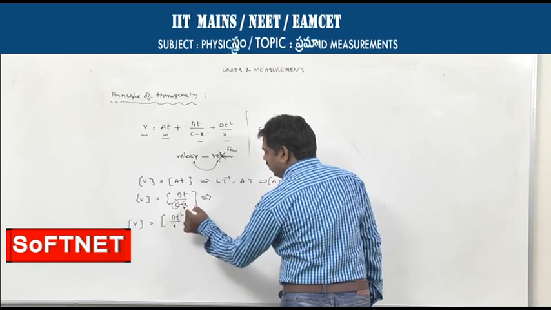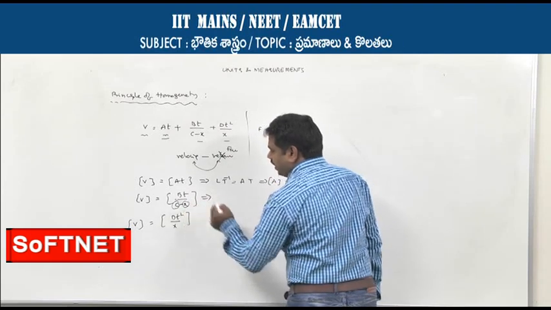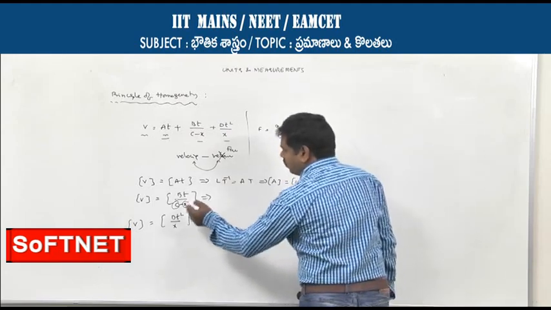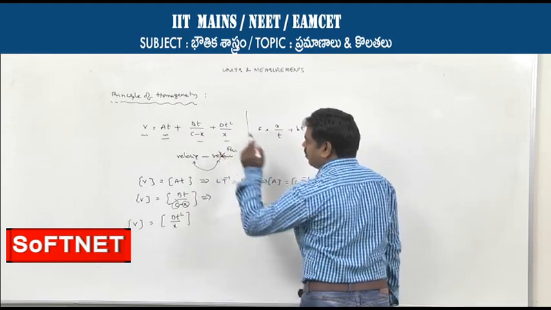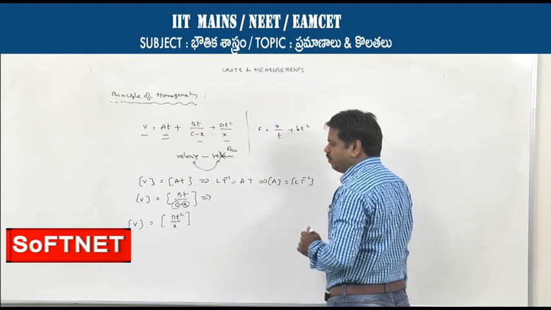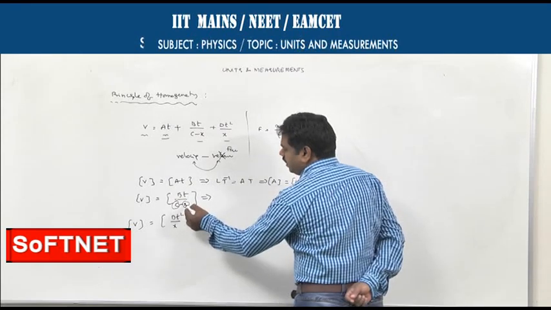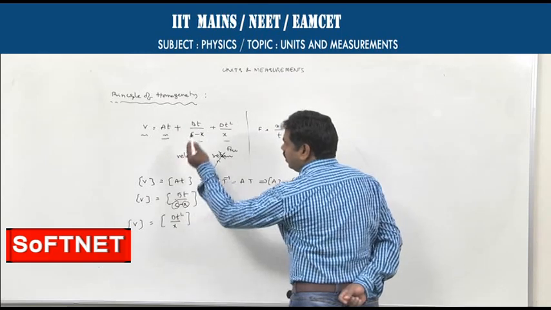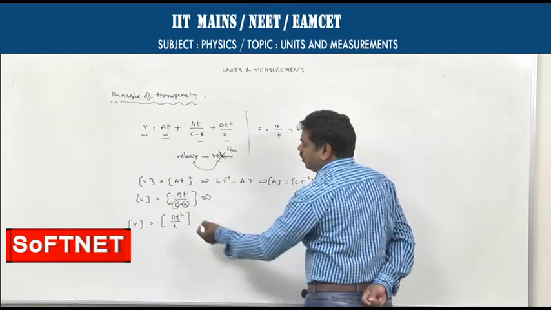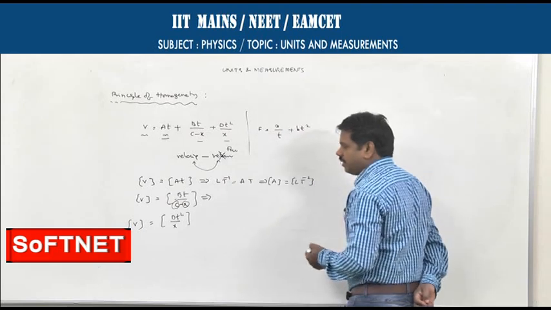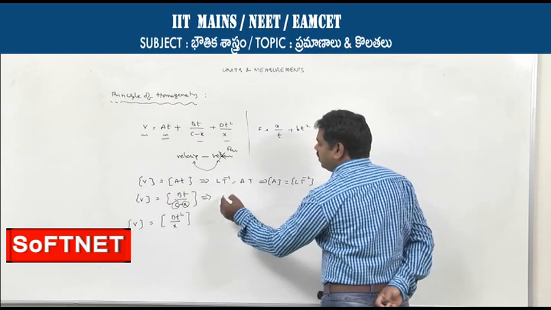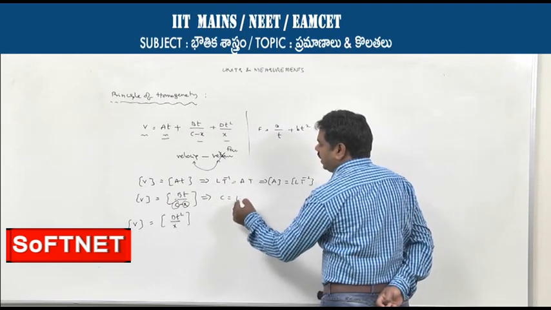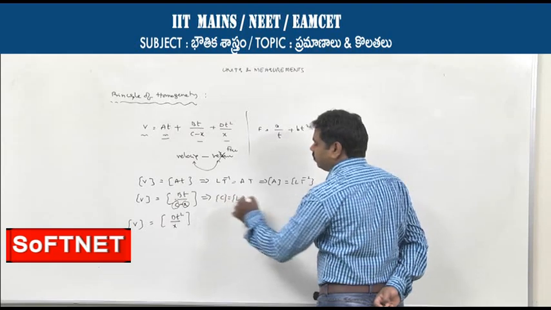Similarly, in this relation we have to understand one more important thing: we are subtracting something from the displacement or distance. Why? Because x is represented as a distance, or you can say displacement. Displacement is going to be subtracted from C. So according to the principle of homogeneity, this also should be displacement. That means the dimensional formula of C we can simply write as L.